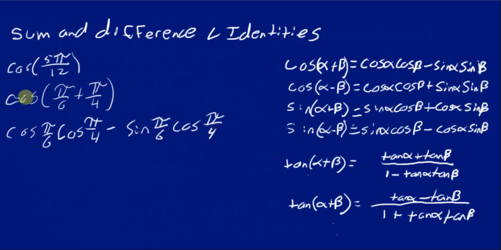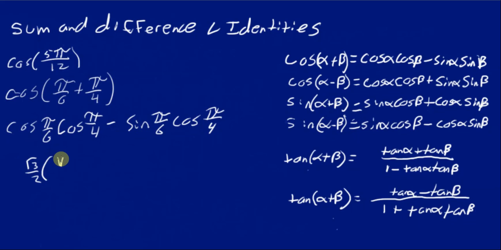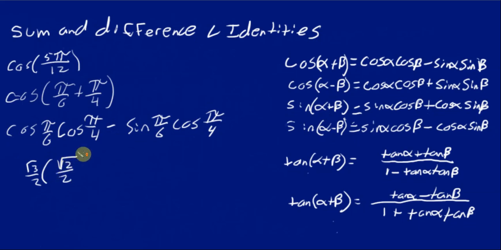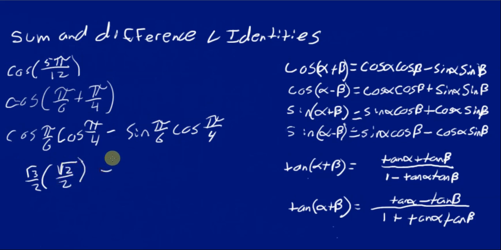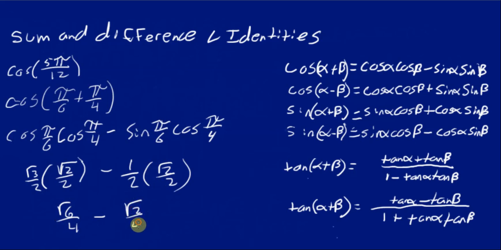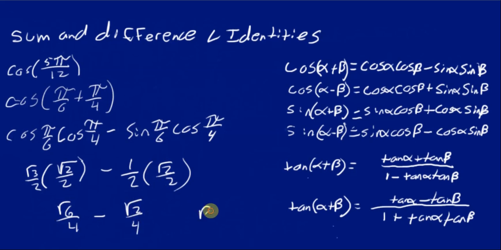Cosine of pi over 6, that's a 30 degrees, so it's the x, so it's going to be root 3 over 2 times cosine of pi over 4, root 2 over 2, minus sine of pi over 6, that's going to be 1/2, and the cosine of pi over 4, which is going to be root 2 over 2. So we've got root 6 over 4 minus root 2 over 4. So that's just going to be root 6 minus root 2 all over 4.